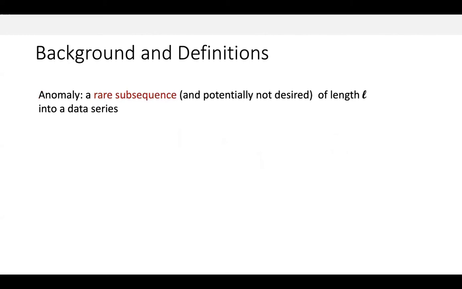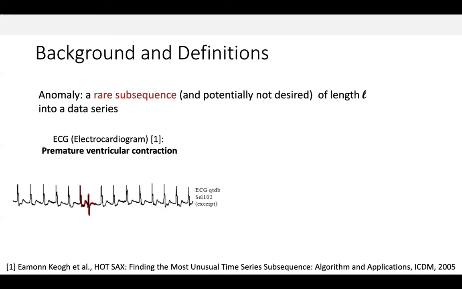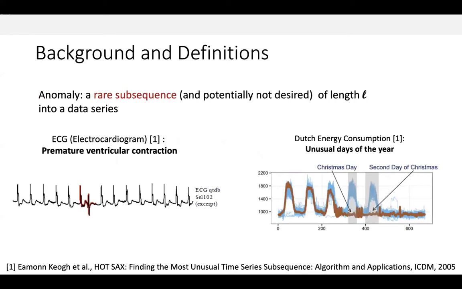We thus define a subsequence anomaly as a rare subsequence of a given length L. An example of such kind of anomaly can be an arrhythmia, or a supraventricular contraction in the electrocardiogram, or an unusual daily electrical consumption.